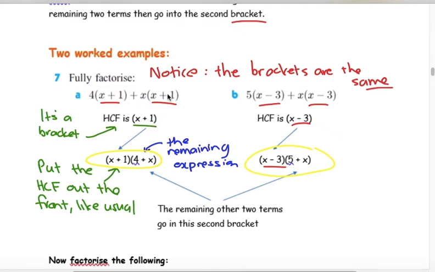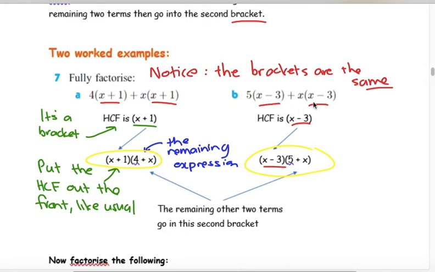So a little shortcut is just to write the highest common factor out the front, and then these two terms are what goes into this bracket. But the reasoning is because 4 times this is 4 lots of x plus 1, and x times all this is x plus 1. And that's the answer. Your answer looks like a foiling kind of question, doesn't it? So put the highest common factor out the front like usual, and the remaining expression comes from the 4 and the x, because you've divided off x plus 1 from both of these little mini expressions.